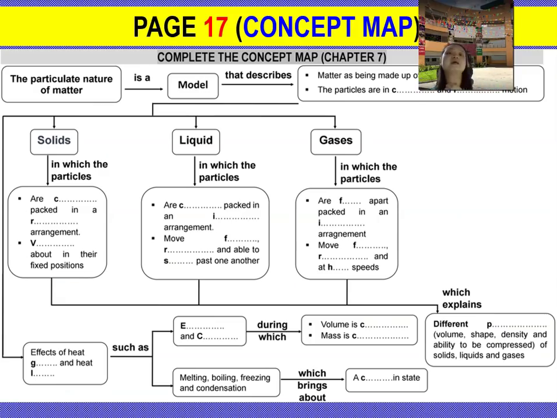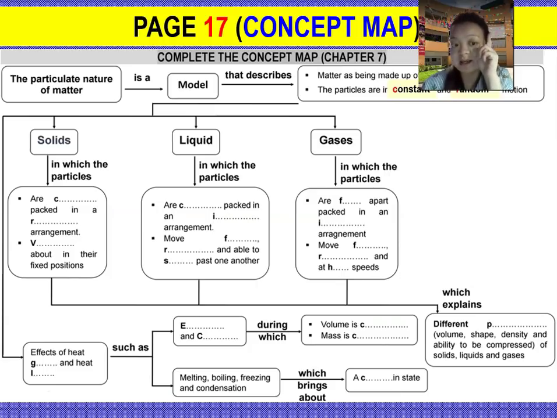Alright, so let's move to page 17 of your concept map, which is probably the last page of your notes. Let's complete the concept map to summarize whatever we have just learned in 7.1. We say that the particulate nature of matter is basically a model that scientists have used to describe the way solids, liquids, and gases behave using particles. And these particles are not big, they are tiny particles, and the particles are in constant and random motion. Matter can be classified into solid, liquid, and gas.